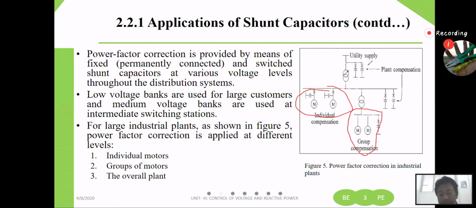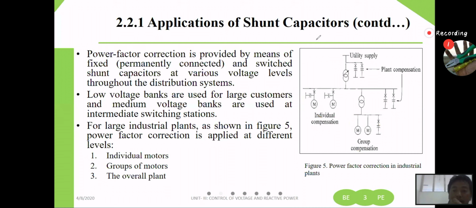This is because individual compensation is very costly. Even for this group, it is found to be very expensive, because all the private companies are driven by profit, right? They want more profit only, so it might cause huge losses to them, because it requires huge expenditure on all this. So these are the ways in which we can control the power factor, or try to improve the power factor.